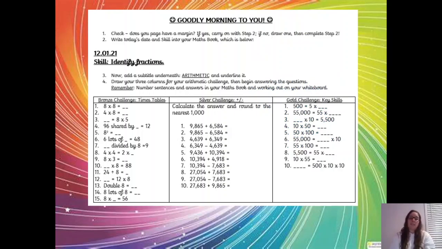Okay, so today's arithmetic then. You have got your multiplying by 8 in the 8 times table for your bronze. Your silver is to calculate and answer before rounding to the nearest 1000. So for example, for number 1, you're adding 9,865 to 6,584. You're finding out the answer, calculating that, and then you're rounding the answer to the nearest 1000.